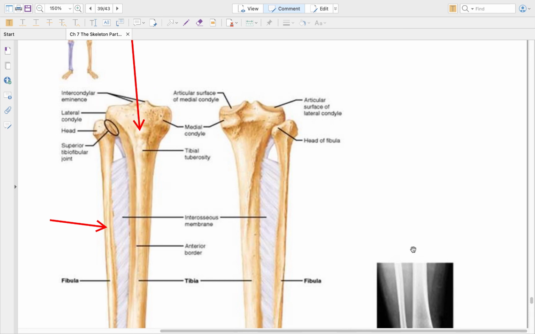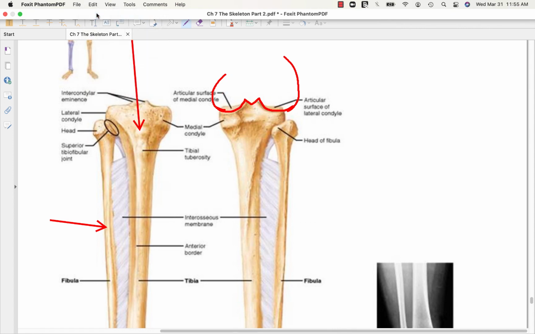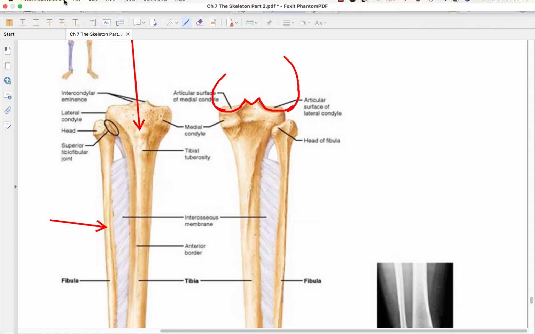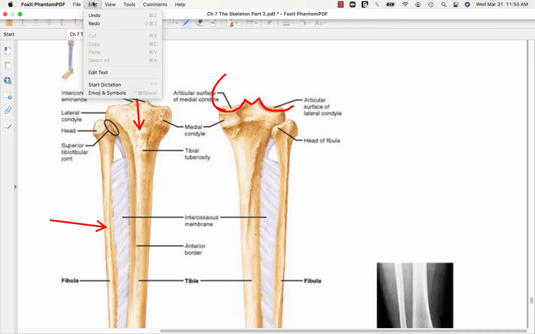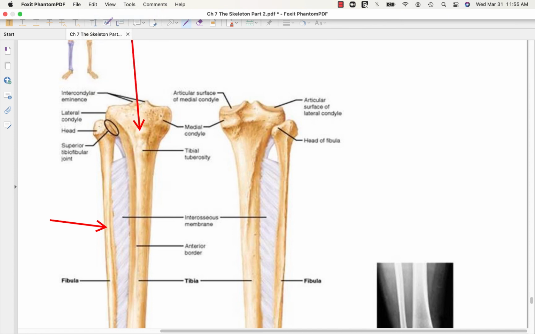Okay, now notice that the tibia has these two surfaces that are nice and smooth. This is where your knee joint is formed. The femur bone will connect here and here, and then, of course, the patella will cover both. So it's unsurprising that these are both named for exactly what they do.